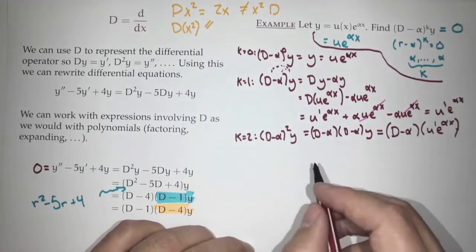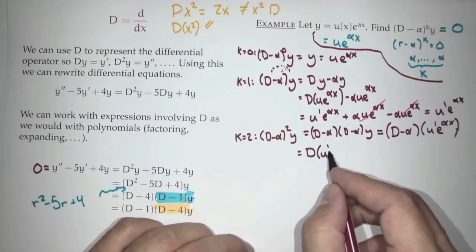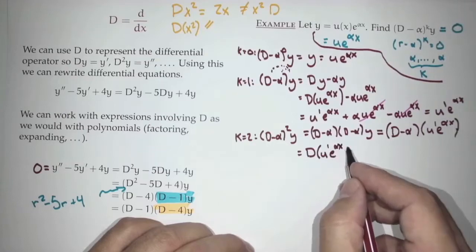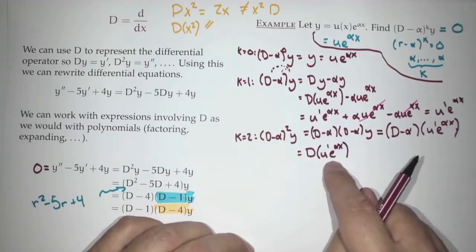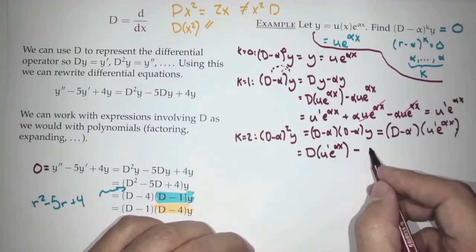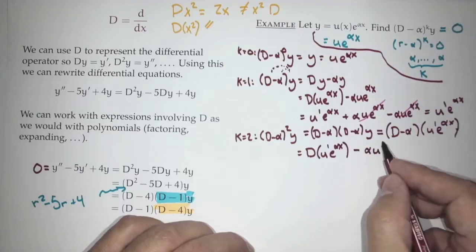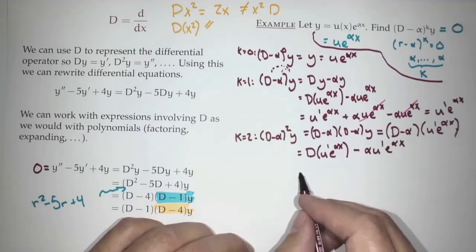Okay, so we keep going. So this is going to be d times u prime e to the alpha x. And I should say times is very loose here. This should really say d applied to, but that's all right. We all know what we mean. We're among friends here. We're all friendly. Minus alpha u prime e to the alpha x. Okay, take this derivative. What do we get?